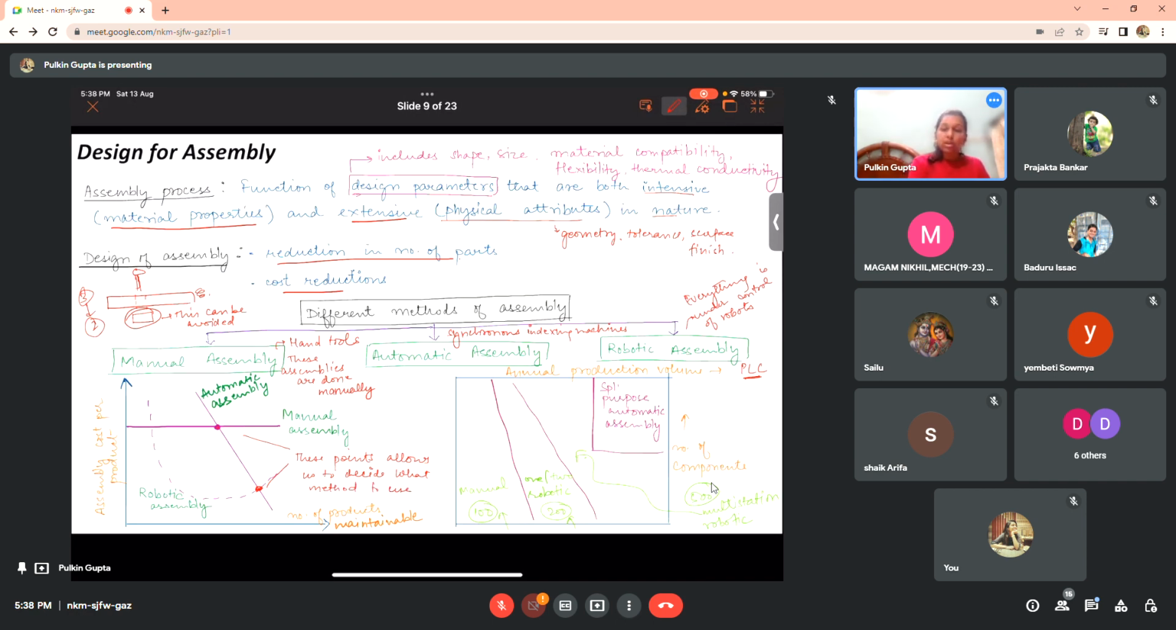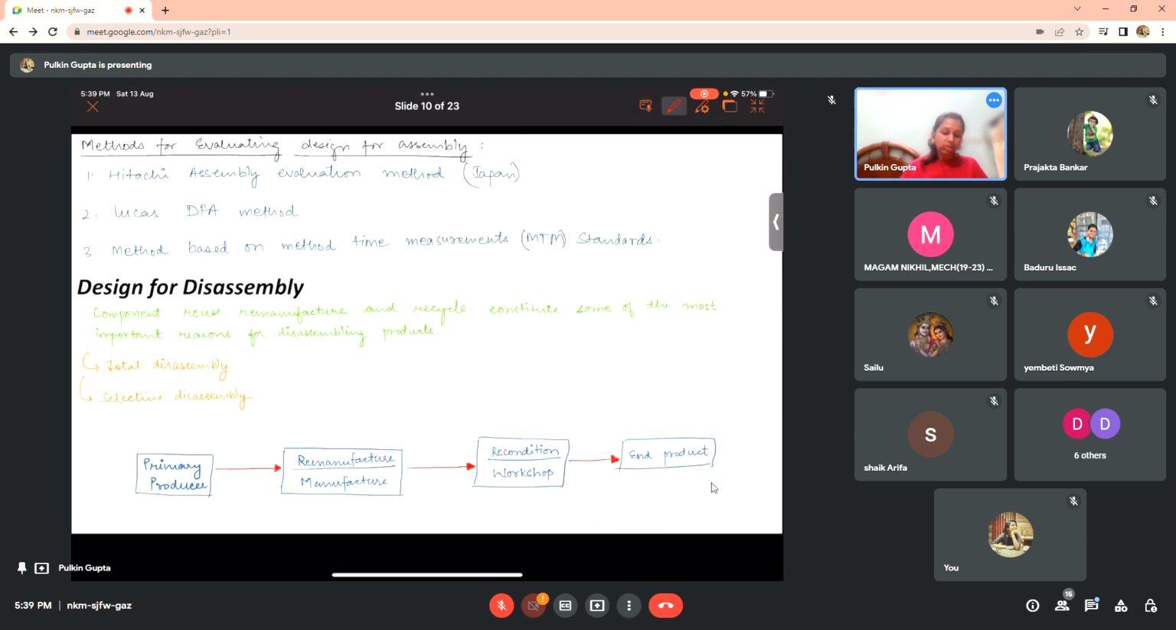Now, next we have based on the annual production volume. These are arbitrary values, just taken here for comparison. Say for 100, we use manual. If it lies within this range of 200, it is one or two robotic arms, and if it lies here, say 500, it is multiple robotic arms having multiple stations. But if it is beyond this as well, then there are special purpose automatic assemblies that would do the job.